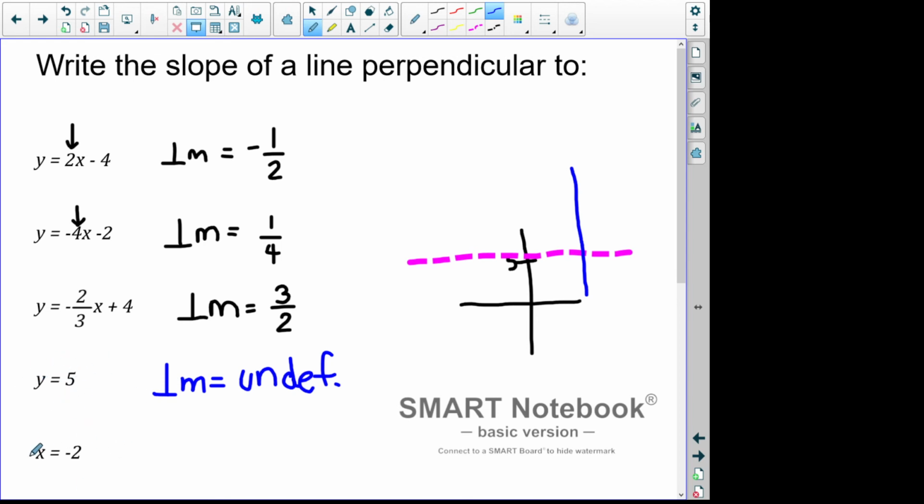And likewise, this line right here, x equals -2, that line's going to look something like this, where this would be -2. That's x equals -2. So a line that's perpendicular to that is going to be a horizontal line. And I know that all horizontal lines have a slope of 0.